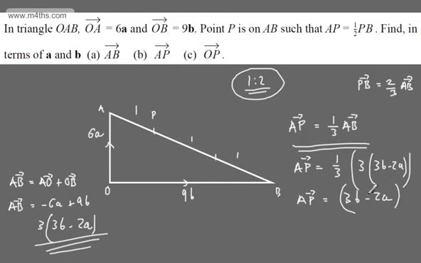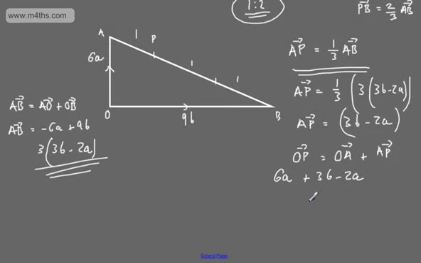Okay, if I want to go now from O to P, consider what I'm going to have. I'm going to have O to A plus A to P. So I want O to P, which is going to give me O to A plus A to P. So all I need to do is simply take this answer and add 6A on. So I'm going to have 6A plus 3B minus 2A. So what's that going to give me? 4A plus 3B. So all I'm doing is adding all of that up.